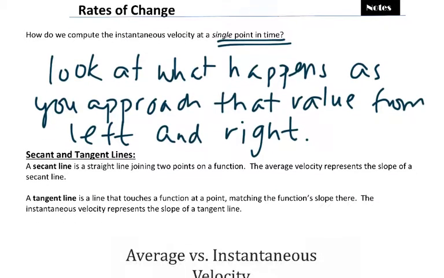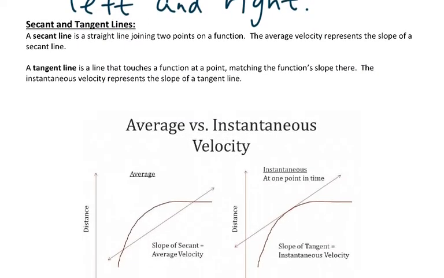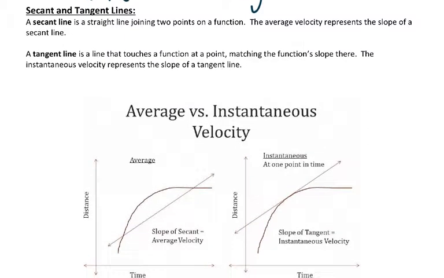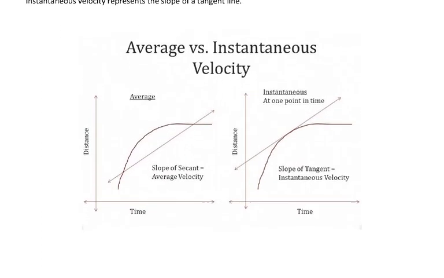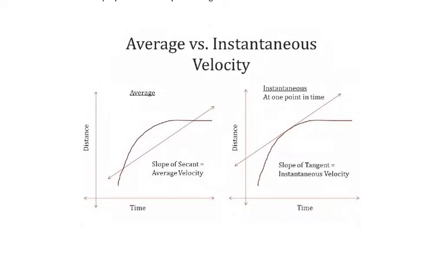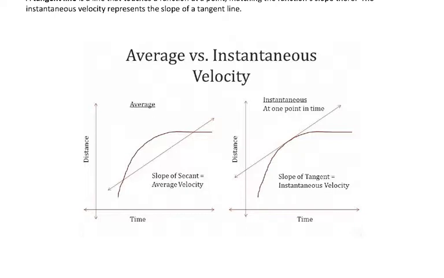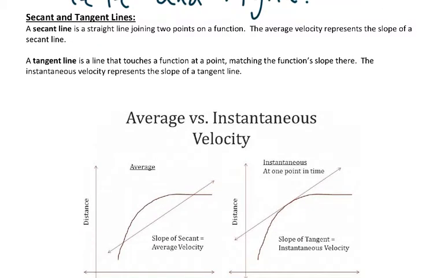All right, so let's talk about the difference here. Visually or graphically, what does a difference look like on a graph? We kind of talked a little bit about this, but for average velocity, if we look at this definition here, it is a straight line joining 2 points of a function. That line is actually called a secant line. So that represents the slope of that secant line.